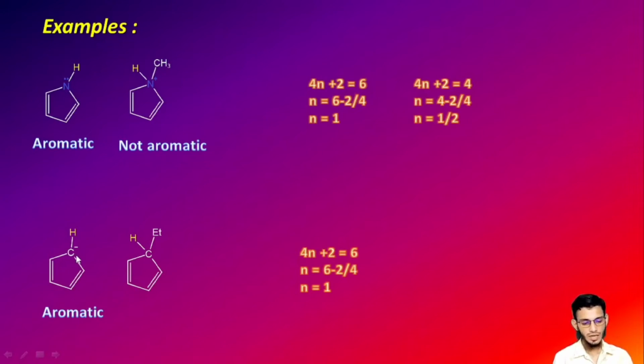But here you can see it is cyclic but has no conjugation. Why? Two pi bonds are separated by two sigma bonds. Simply, there will be no conjugation. It is not aromatic. Simple. And if you count, 4n plus 2 is equal to 4, because there are 4 pi electrons, you will get n as a fractional value, not an integer value. And also it is not a flat molecule. Why? Because the carbon will be out of the plane while this system is in the plane. So it is not aromatic.